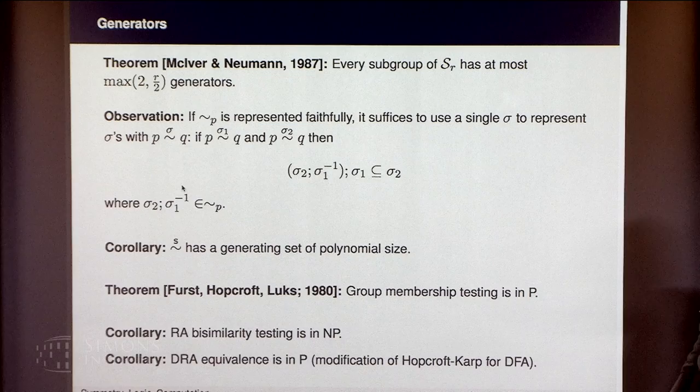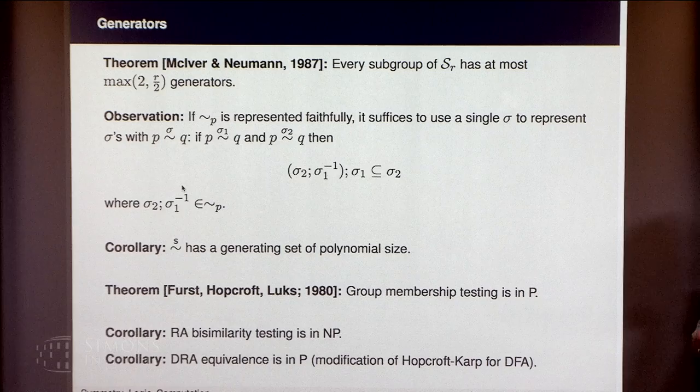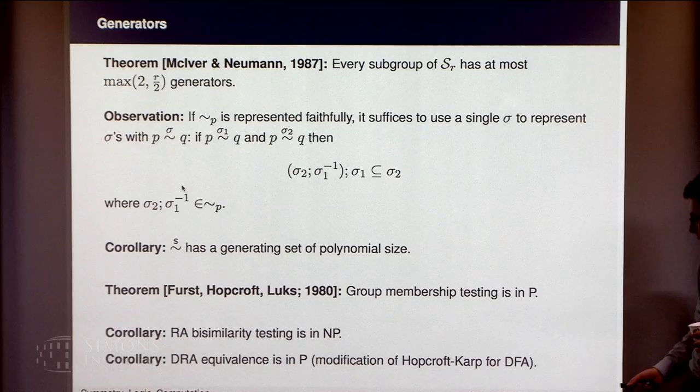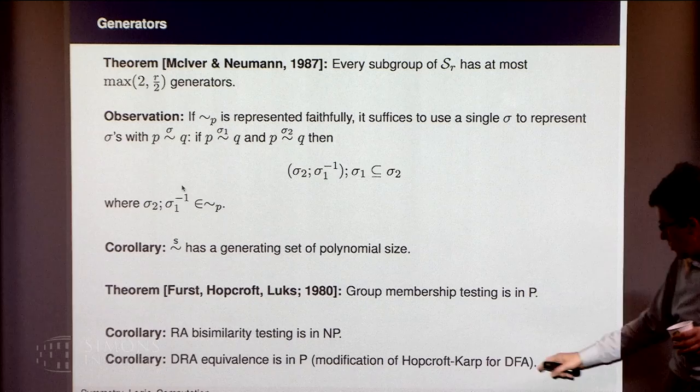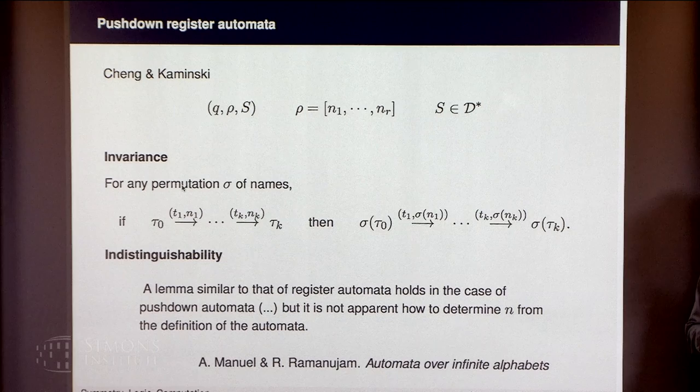Now all these techniques can be put to use in order to show that the equivalence of deterministic register automata is in P. Why is that? In this NP result, we have to guess this generating set. But for deterministic register automata, we can actually generate it. And this is a modification of a known algorithm for deterministic finite automata due to Hopcroft and Karp.